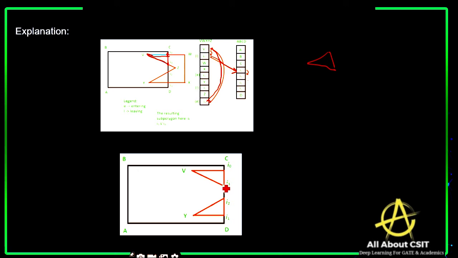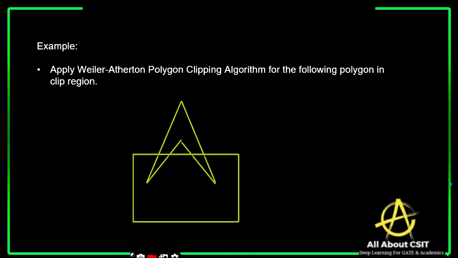Okay. So this is what you call the Weiler-Atherton polygon clipping algorithm. Now let's work through an example. Apply the Weiler-Atherton polygon clipping algorithm for the following polygon.